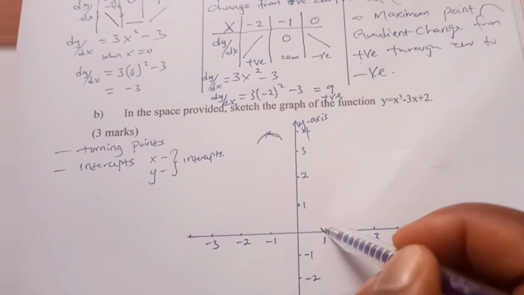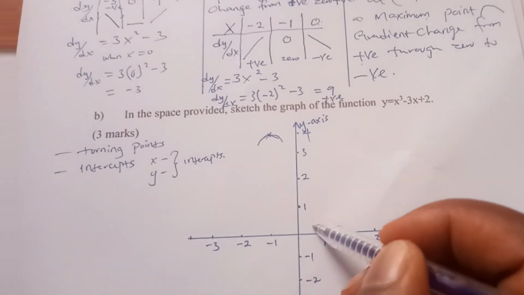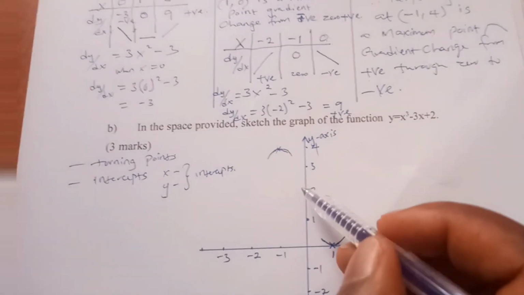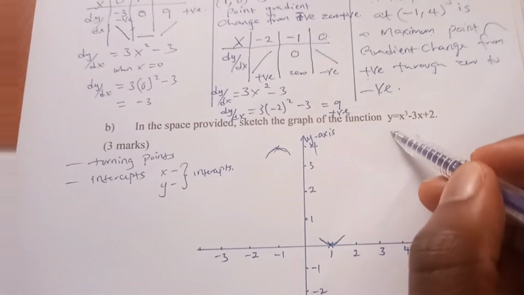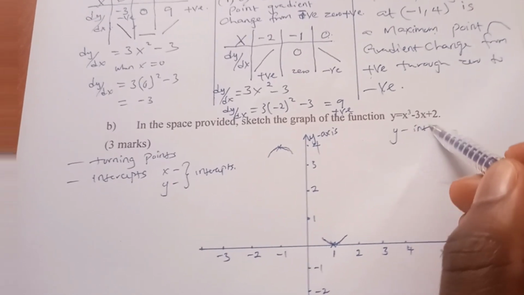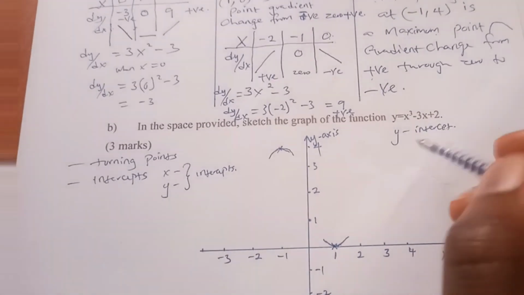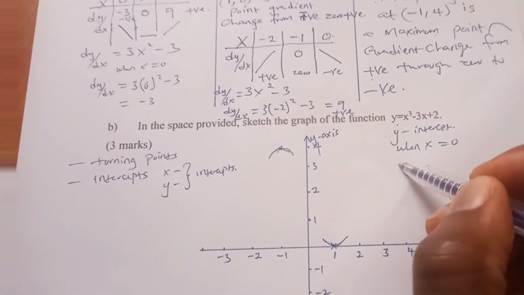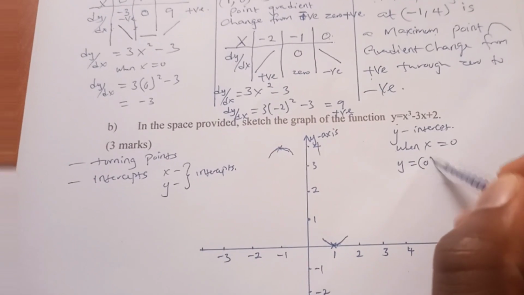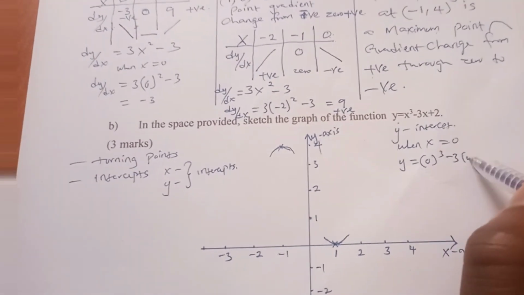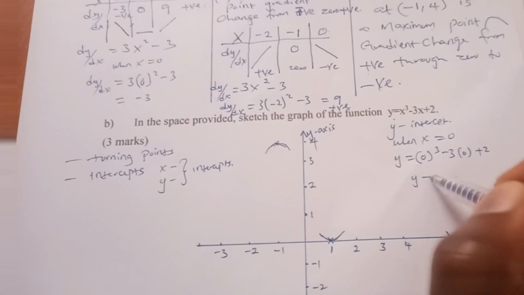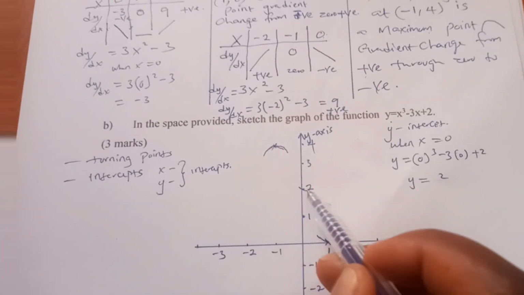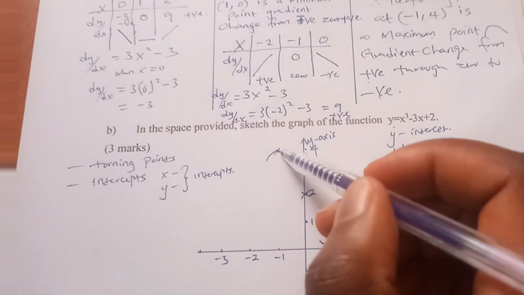Here we have (1, 0), and it is a minimum point, so it will take that shape. The next question to ask ourselves is the y-intercept. The value of the y-intercept is when x is equal to 0. So we take the equation and substitute x being 0 to find the value of y, and that is where we have the intercept. In this case, the graph will pass through 2.